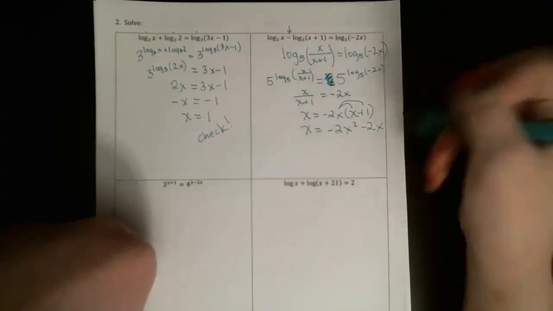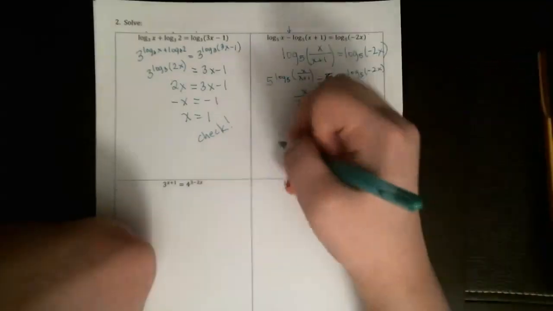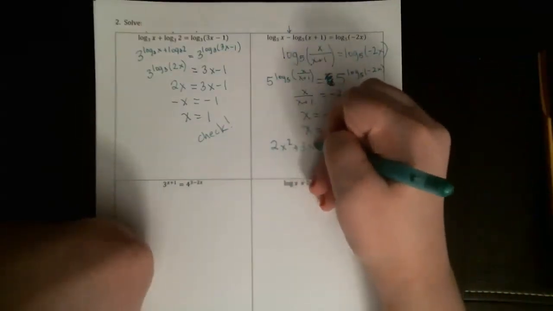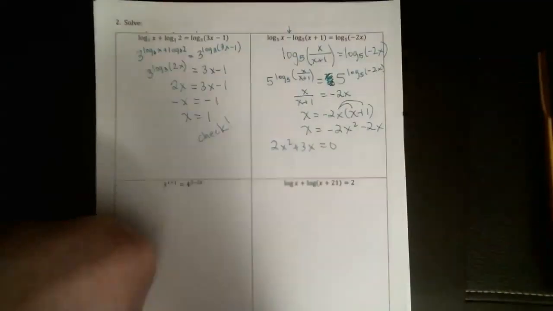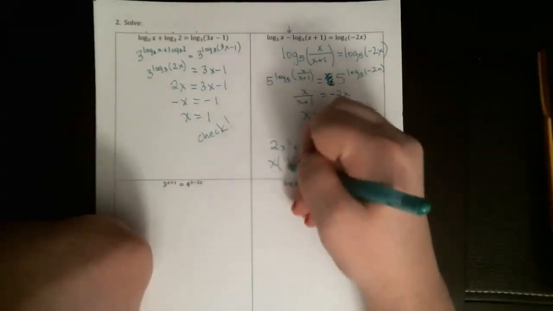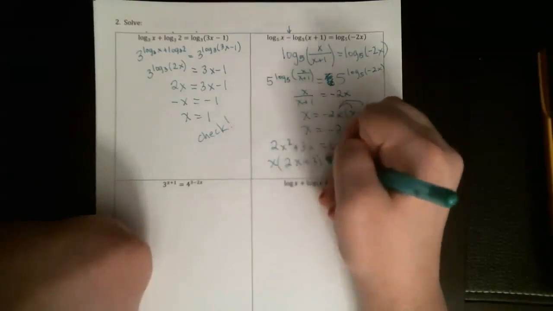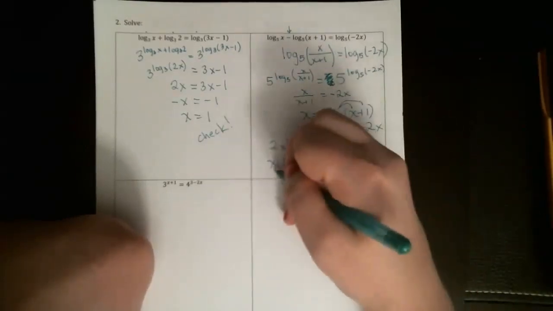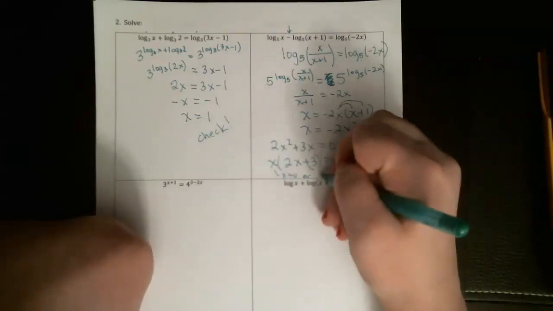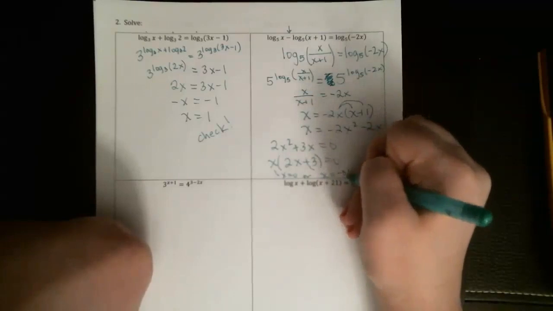And then I think I'll move everything to the left. So let's add the 2x squared and add the 2x. So we end up with 3x. We can factor an x out. And it looks like we're getting x equals 0, or what is that going to be? X equals negative 3 over 2.